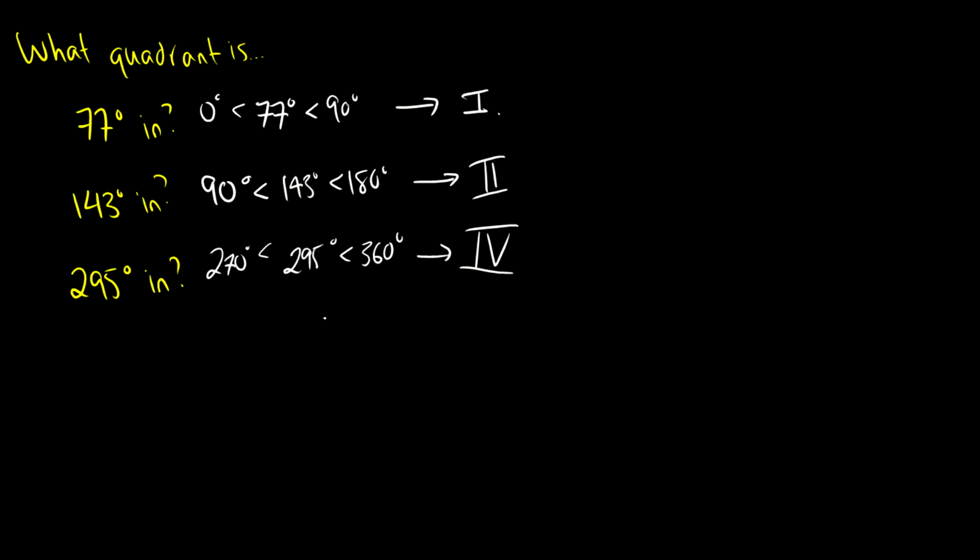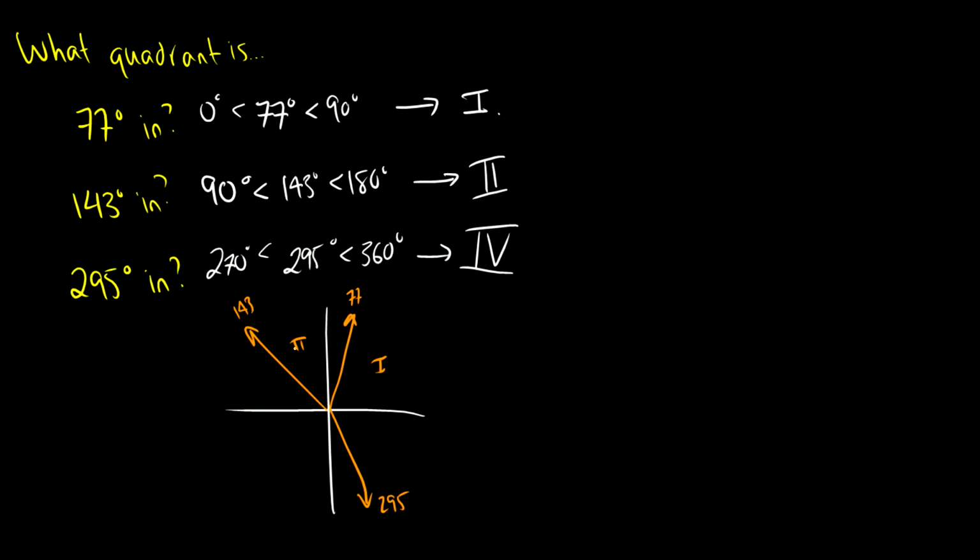Now, of course, we can draw all of these really quick. 77 would be right about there. 143 is going to be about there, and 295 is going to be down here. So if we remember that this is 1, 2, 3, and 4, then it's pretty easy to see that yes, these are the quadrants that they're in. So you can always just draw the angle out and then answer a question like this if it's easier.